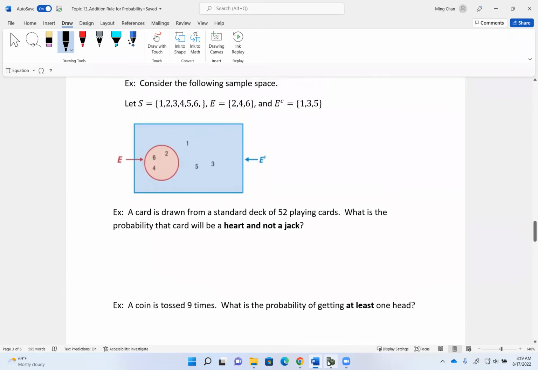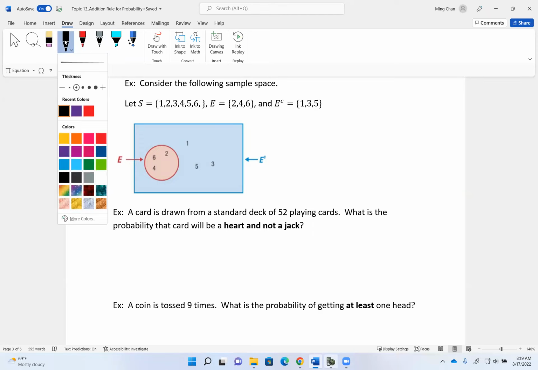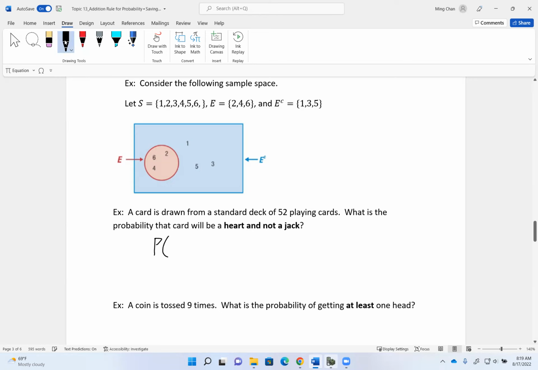So let's say, for example, a card is drawn from a standard deck of 52 playing cards. What is the probability that the card will be a heart and not a jack? Heart and not a jack. So this is the word "and" right here. Normally the word "and" means we will multiply, but the word "and" also allows us to think about the two events a little bit easier. Heart and not a jack.